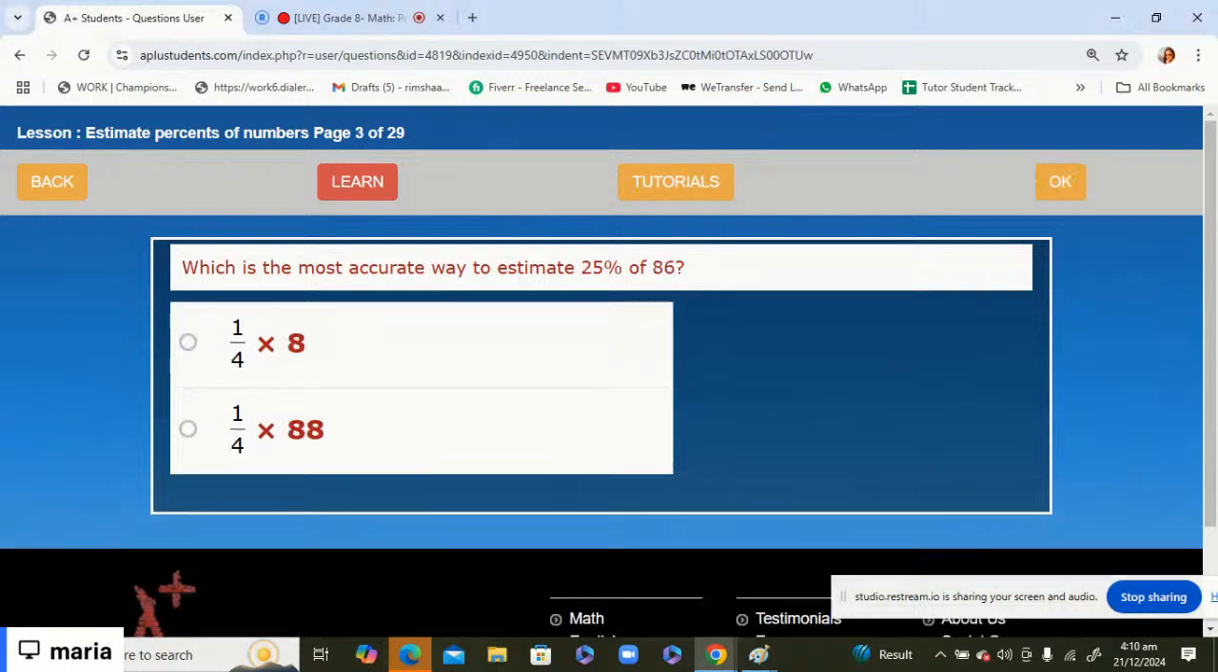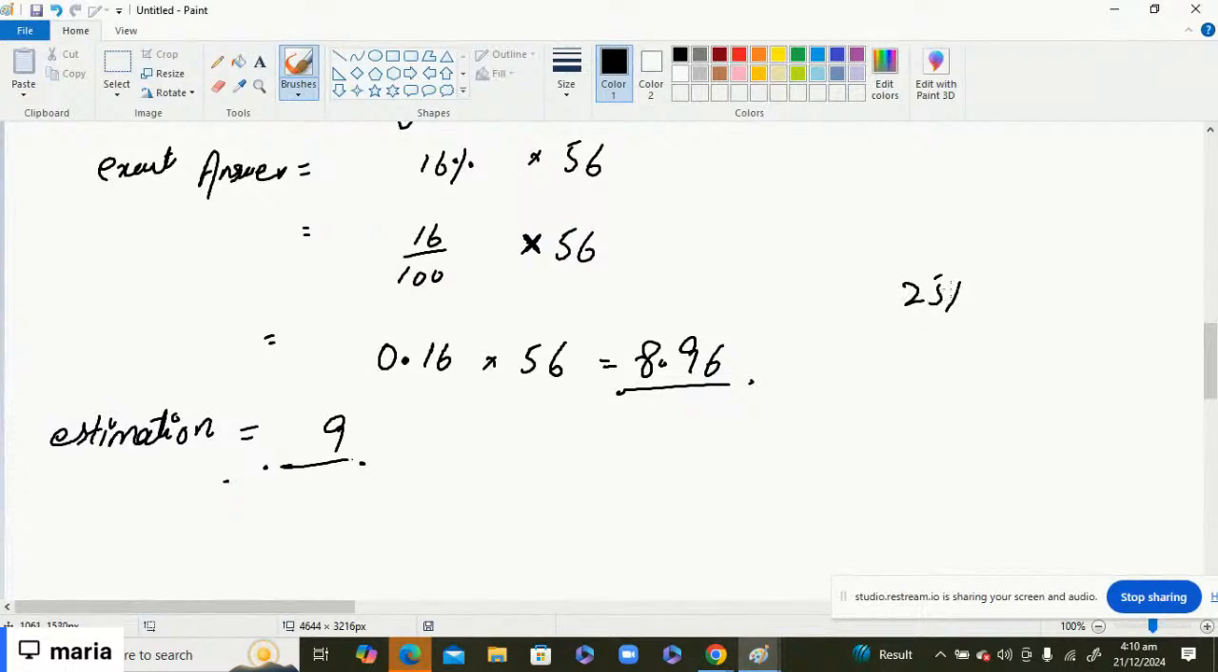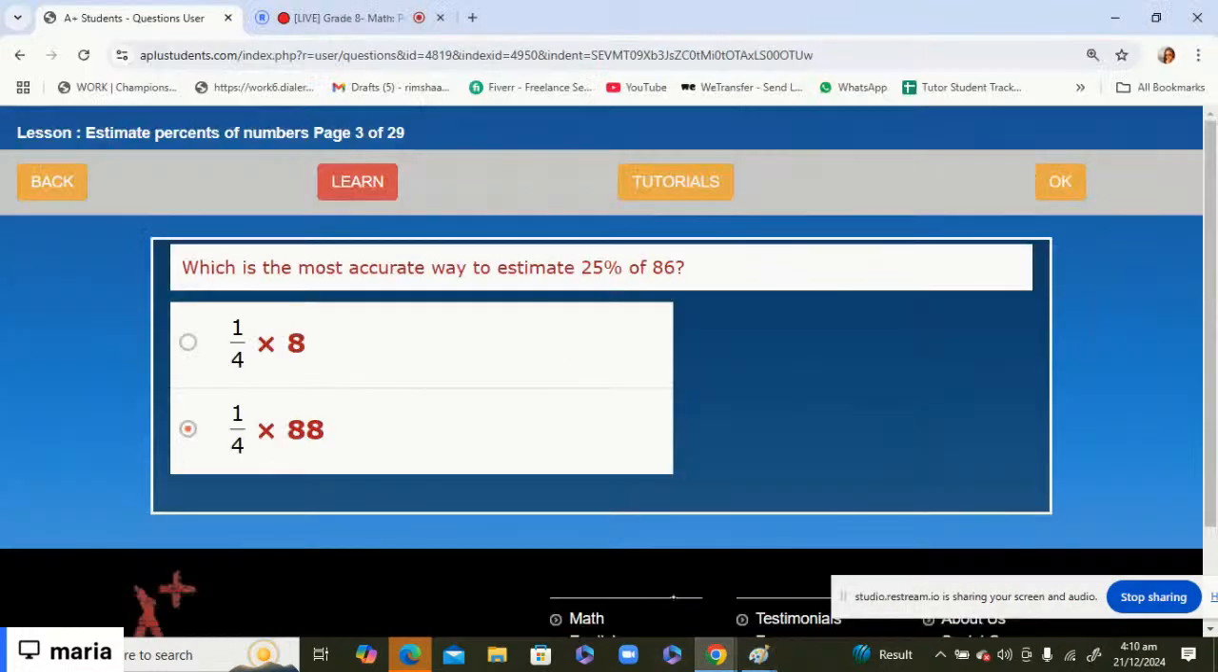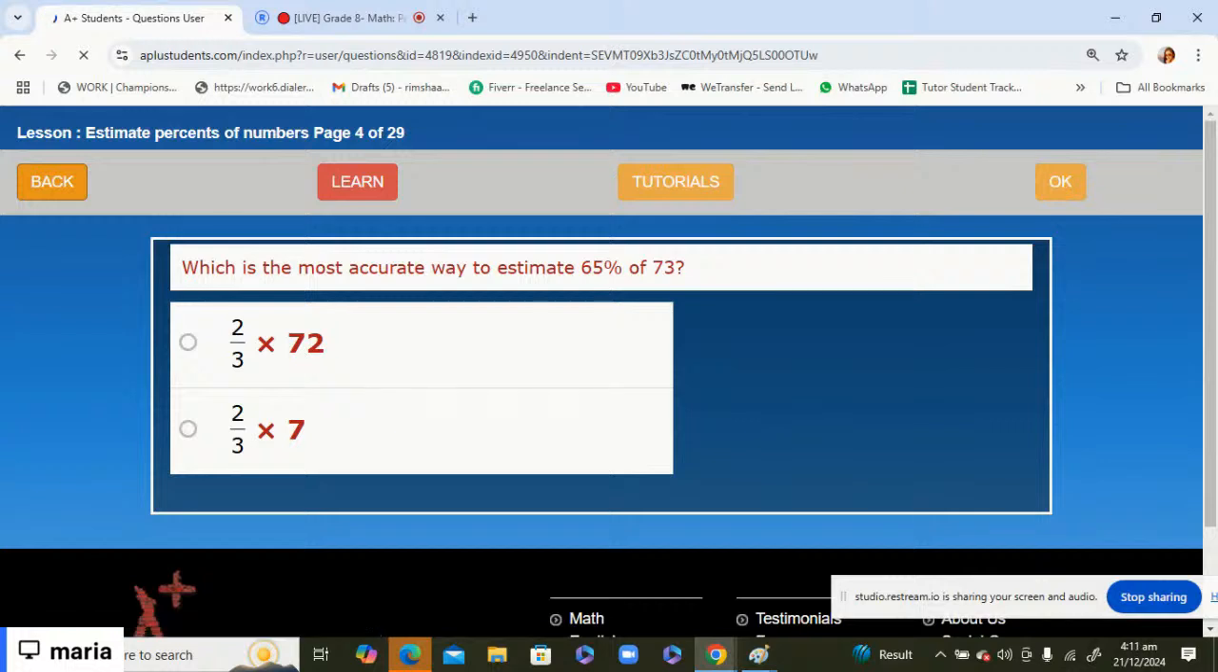so now this is the way 25% of 86, 25 by 100, and when you're going to check it out, 25%, this is 25 over 100, 25 times 1, 25 times 4, and 1 by 4. Okay, of 88. 86 can be rounded into the 88. All right, this is a way that you are going to check it out one by one.